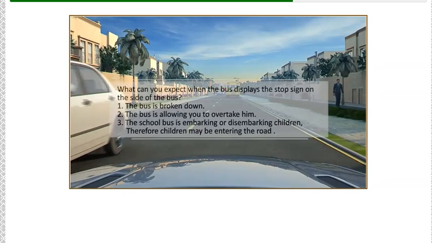What can you expect when the bus displays the stop sign on the side of the bus? The bus is broken down. The bus is allowing you to overtake him. The school bus is embarking or disembarking children, therefore children may be entering the road.